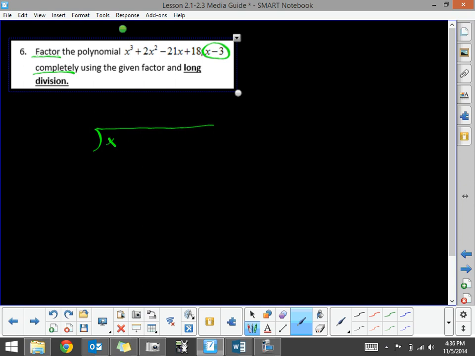We've got x cubed plus 2x squared minus 21x plus 18, and we're dividing it by the factor of x minus 3. So we're going to use the factor that they gave us, and now we're going to do our long division. The process with long division is, what do I multiply x by to get x cubed? That is x squared. So x squared times x is x cubed. Now I take x squared times negative 3, and that's going to be negative 3x squared.